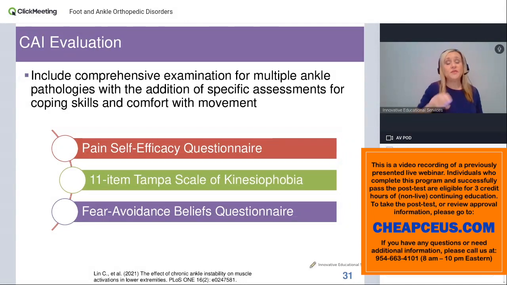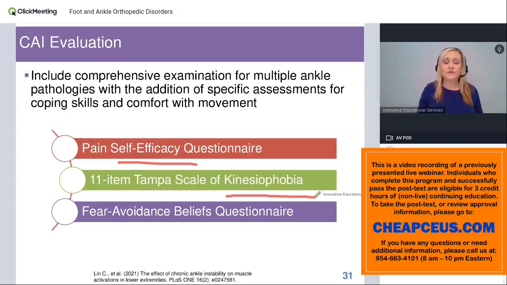So an important component of assessment of individuals with chronic ankle instability is a self-efficacy questionnaire to see, well, what is the confidence that they have in their ankle, kind of what subconsciously might be kicking in that's not allowing them to move. So it's going to ask them specific questions about that.